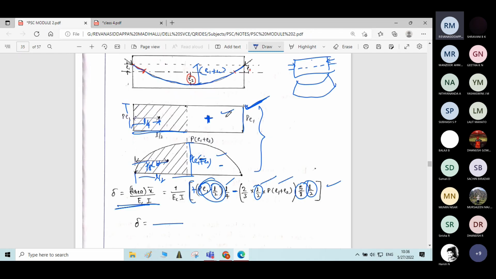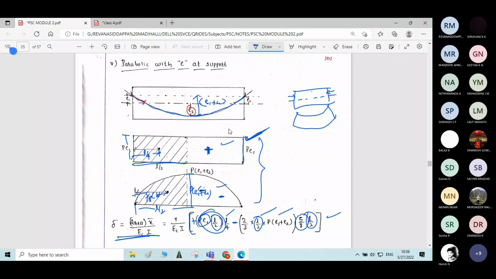Okay, see here you can see students. So for top diagram the sign is positive, for bottom diagram sign is negative. Why the sign is positive for top diagram? Here the cable eccentricity E1 is above the centroidal axis, that is why sign is plus. For the bottom portion of the cable, eccentricity E2 is below the central axis, sign is negative. That is why sign is negative.